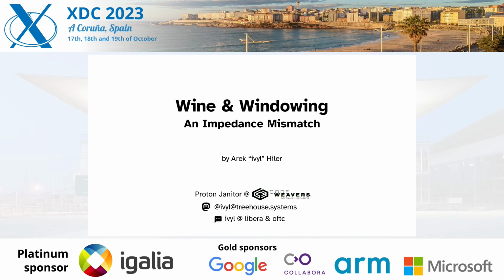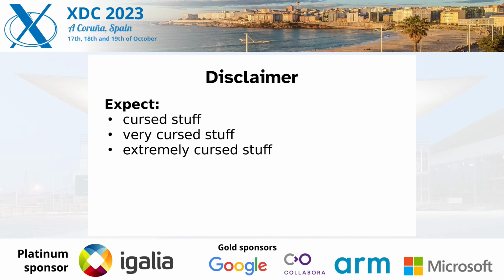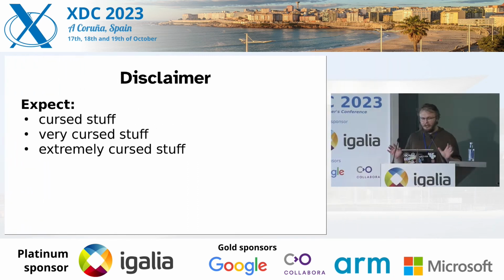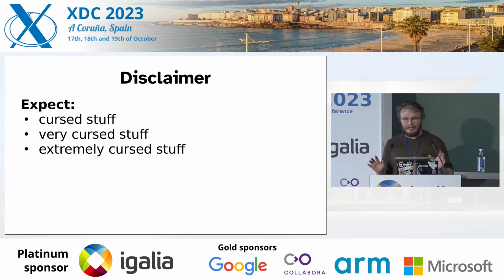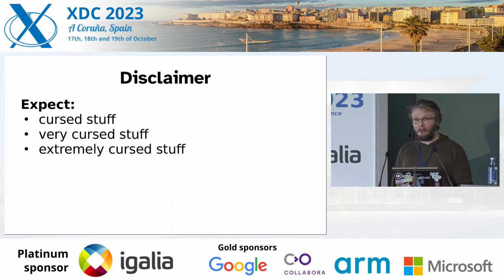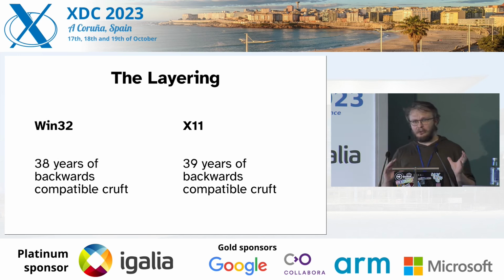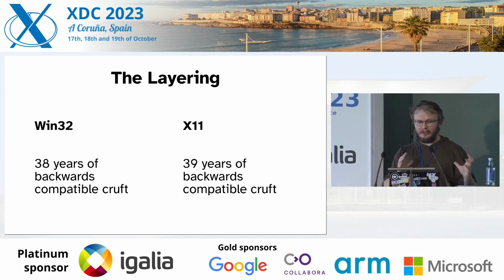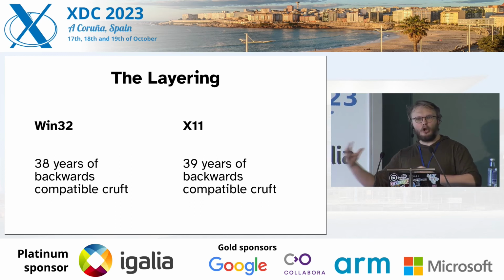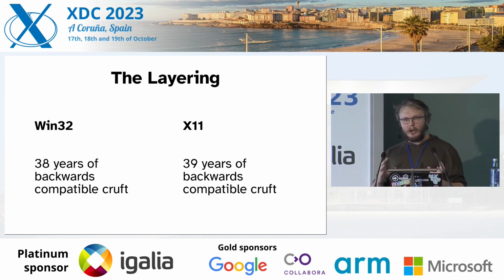I am going to talk about Wine and windowing, especially on X11, and how hard it is. So, disclaimer, expect a lot of cursed stuff, and there's a lot of weird things going on that Wayland doesn't have to deal with. So what we are doing here, we're trying to layer API. So basically you have a 38-year-old API that just amalgamated a lot of stuff over the years, and we're trying to map that on even older API, and both of them kind of evolved in different directions.